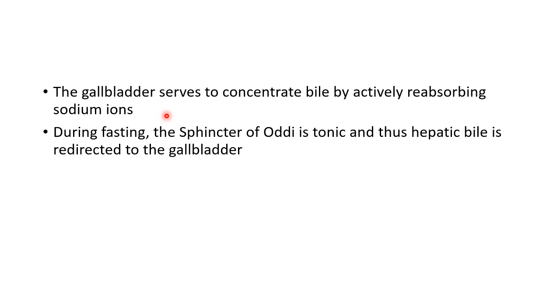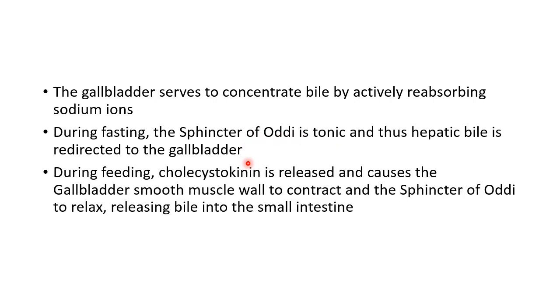So, during fasting, the sphincter of Oddi, which is the circular smooth muscle that lines the ampulla of Vater, is tonically contracted, and so hepatic bile that is produced is redirected into the gallbladder. However, during feeding, the hormone released, which is cholecystokinin, causes the gallbladder smooth muscle wall to contract and the sphincter of Oddi to relax, which effectively releases bile to the small intestine so that it can solubilize the fat.